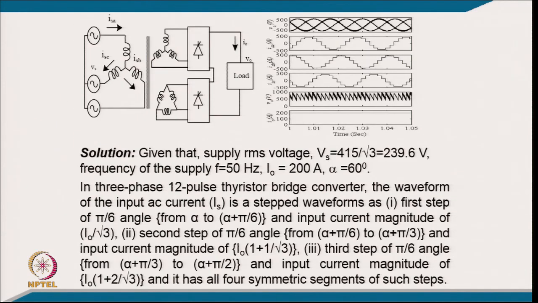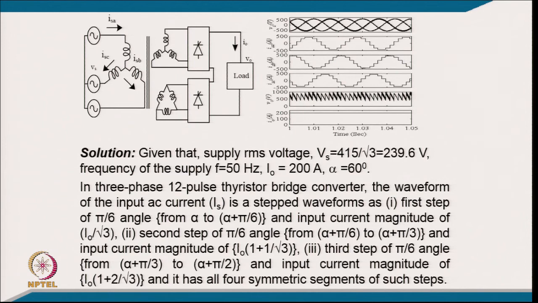So, this is the typical circuit of that. You have a star connection and a star-delta connection with two thyristor converters connected in series, and these are the 3-phase voltage and supply current of the 3-phase. The output voltage corresponds to that firing angle, along with the output current. Coming to the solution part, the supply RMS voltage is 415 by root 3, that is 239.6, the supply frequency is 50 Hz, the output current is 200 ampere, and alpha equals 60 degree. In the 3-phase 12 pulse thyristor converter, the waveform of current will be a step waveform. The first step is pi by 6, that is alpha to pi by 6 plus alpha, and the input current magnitude is I0 by root 3.